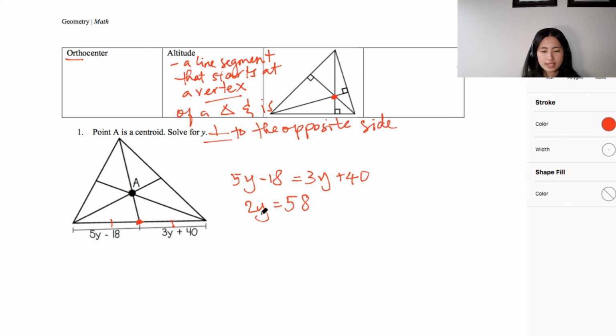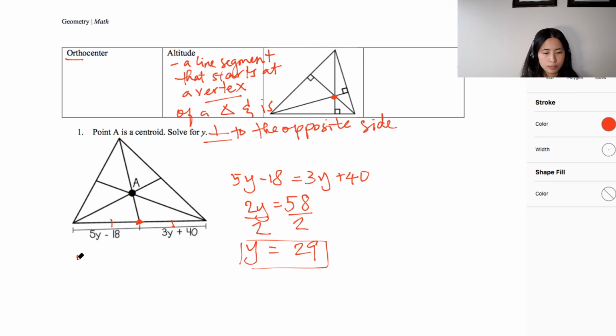So 2y is equal to 58, and you're going to divide this by 2. So 58 divided by 2 is equal to 29. So y is equal to 29. Once you know that y is equal to 29, this question only asks for y, but let's say you want to find what the dimension is from here to this point.